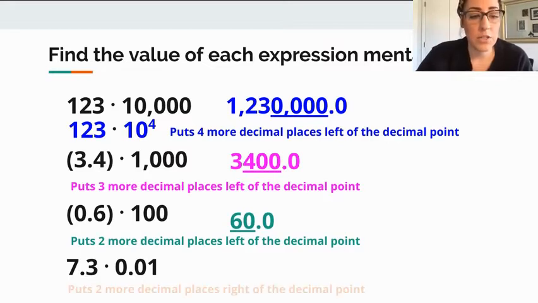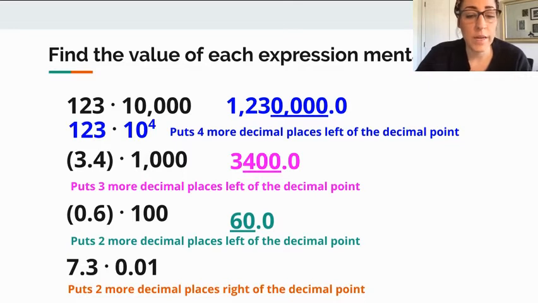This last one is actually going to put 2 more decimal places to the right of the decimal point. So that would be the expression or the value of that expression. Okay, keep this in mind because this is going to play a role later in the lesson.